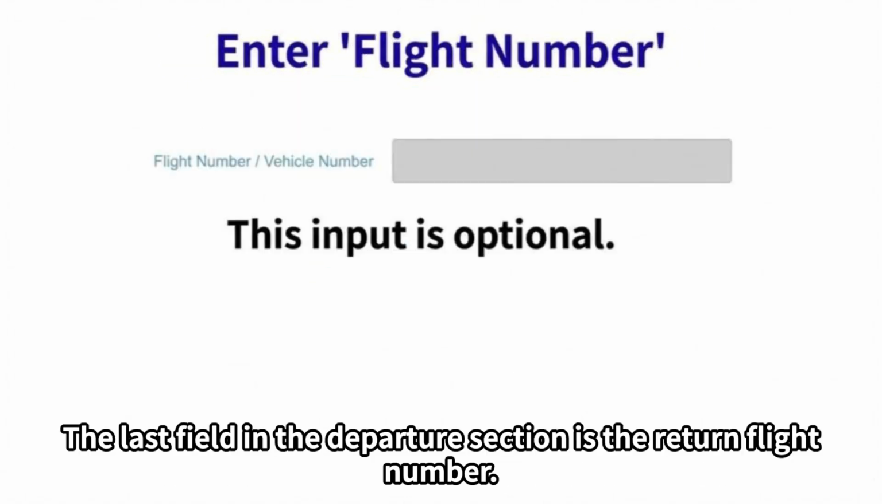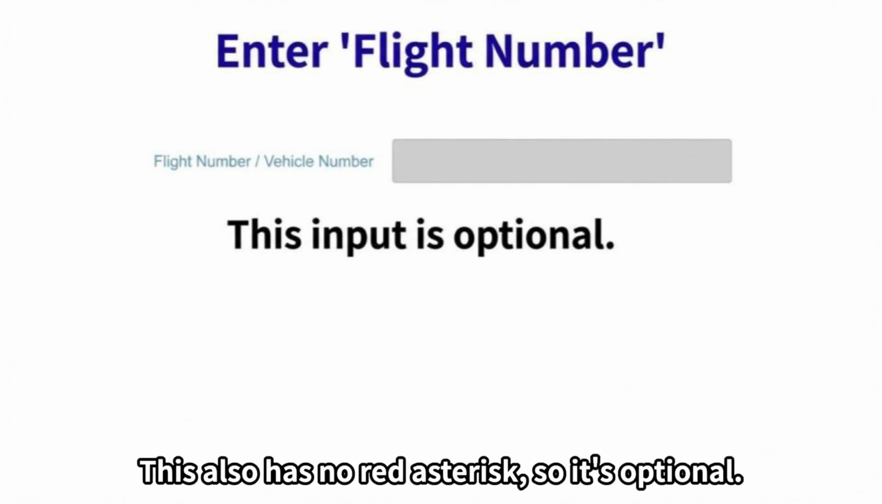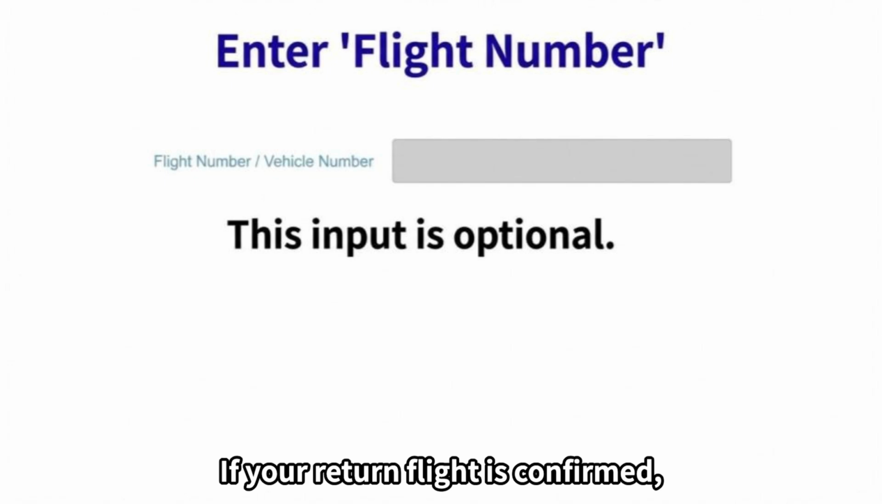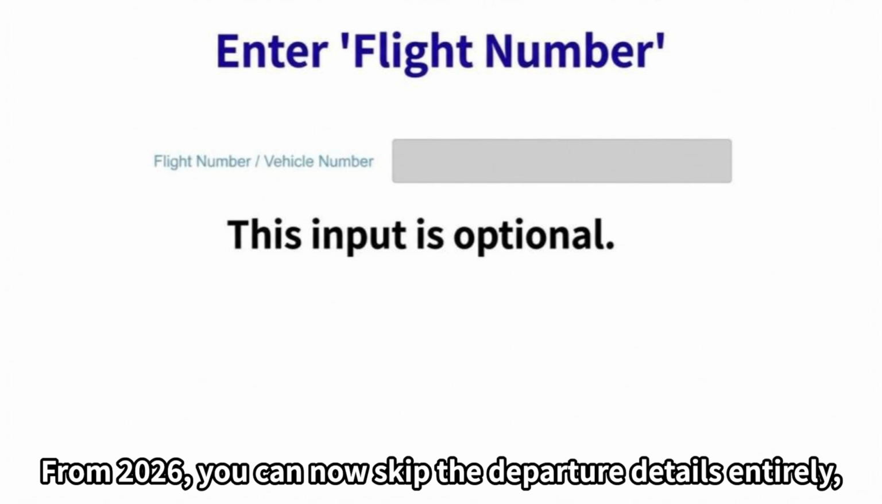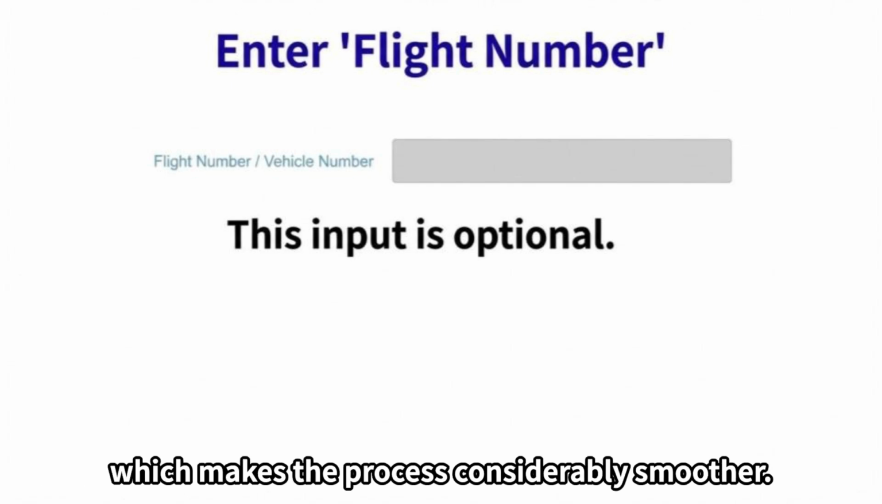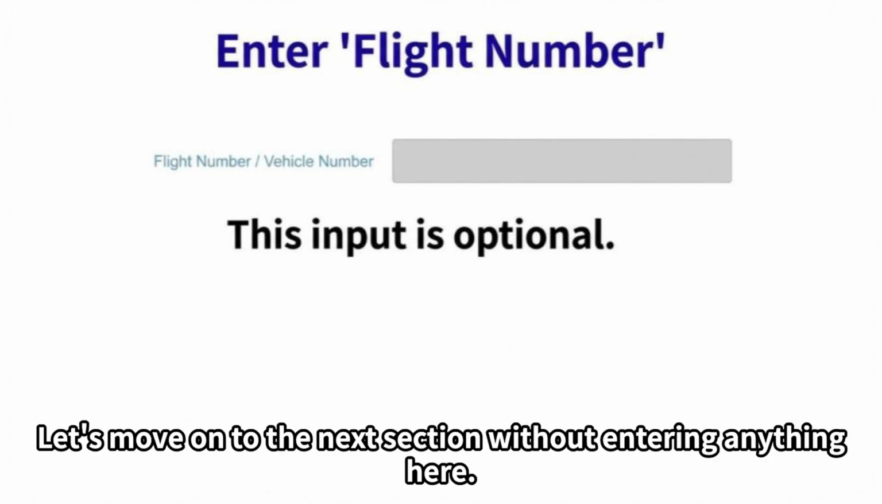The last field in the departure section is the return flight number. This also has no red asterisk, so it's optional. If your return flight is confirmed, you're welcome to enter it, but leaving it blank is perfectly fine. From 2026, you can now skip the departure details entirely, which makes the process considerably smoother. Let's move on to the next section without entering anything here.